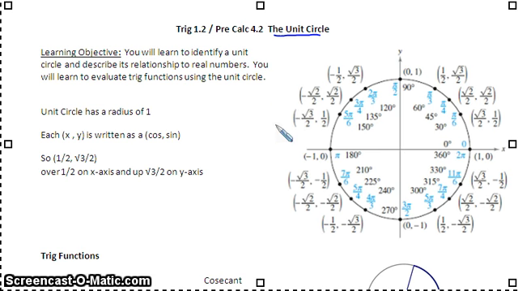So here's what the unit circle looks like. You have this on your formula sheet. I just want to take a few minutes to explain what you're seeing here.